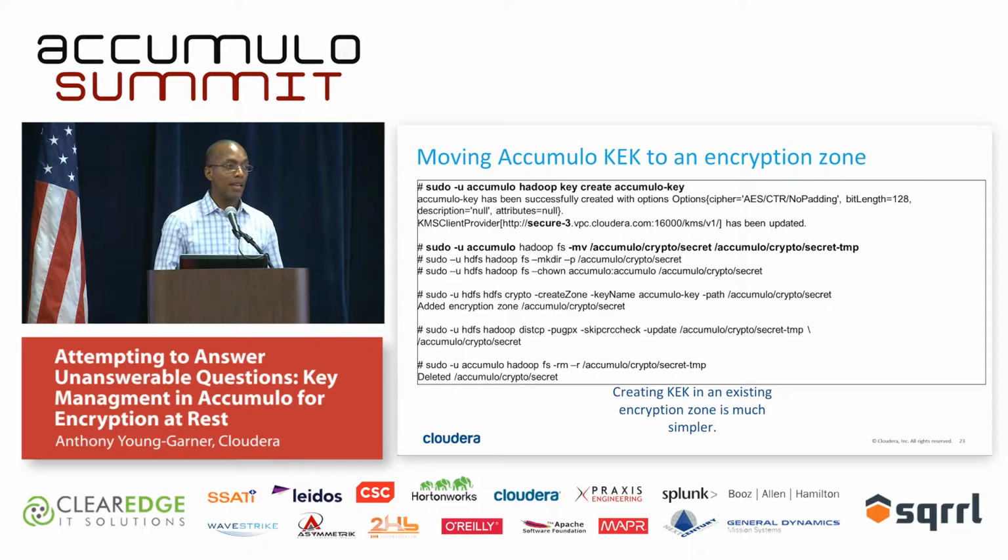So if you already have data in the directory, you can't create an encryption zone there. So data that you want to encrypt, you either have to move it or copy it somewhere else in order to affect the actual encryption operation. So in this case, we're moving the secret aside for a moment so that we can encrypt the empty secret directory and then move the data back. That's what we're doing here.